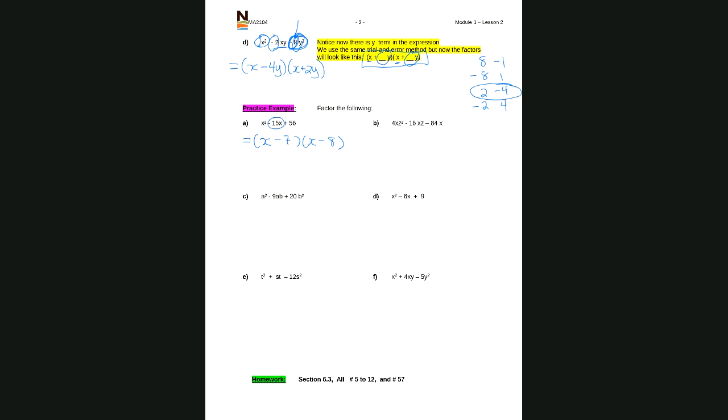For B, we have a common factor of 4x. Make sure you take out both before factoring the rest. Now the remaining part is a function of z, so we can still factor this quadratic trinomial with a leading term of z squared, so that's z times z, and the two numbers are -7 and +3.